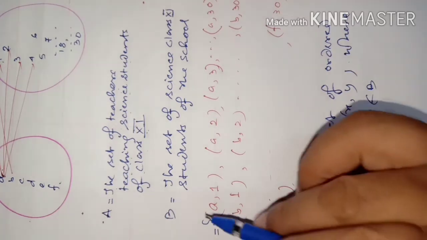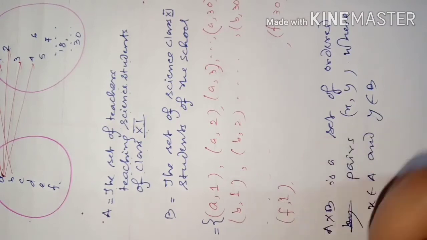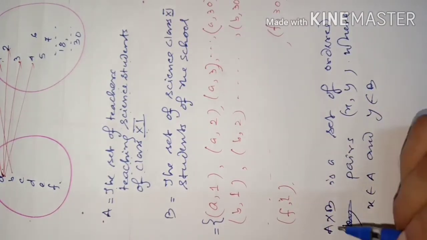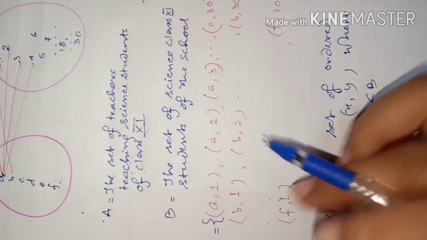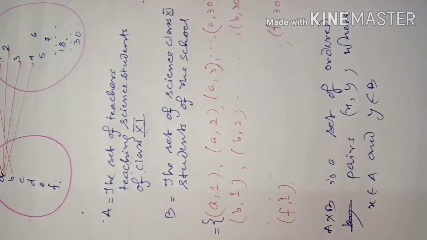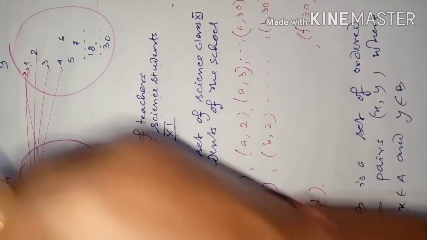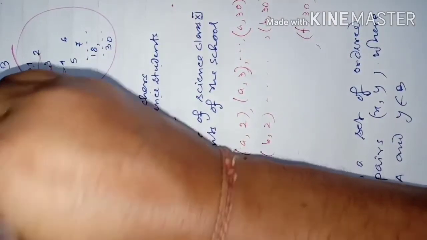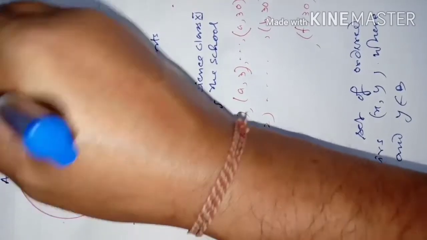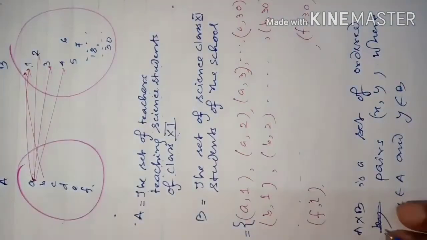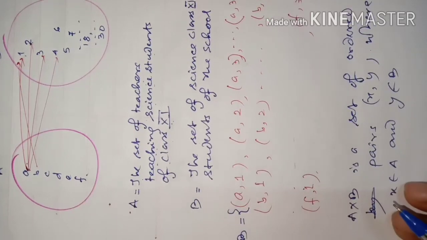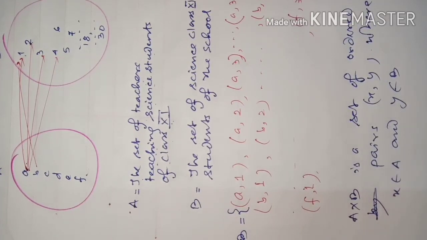So this whole set of ordered pairs, though we read it as A cross B, is actually called the Cartesian product of A and B. Cartesian product is what we are learning here, that is, if A and B are two finite sets. Okay, now let us talk about the Cartesian product of finite sets.